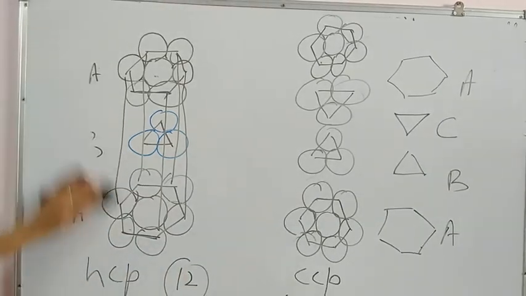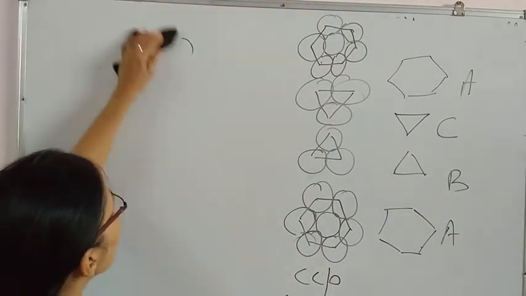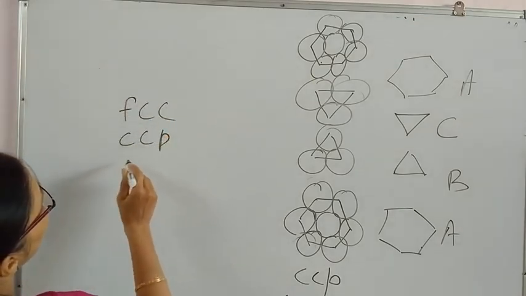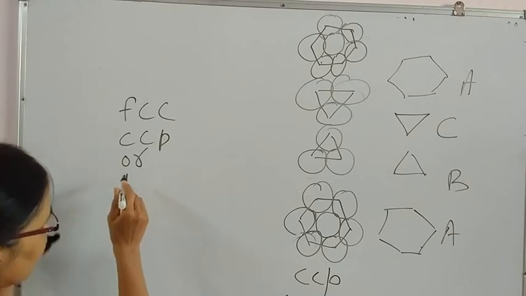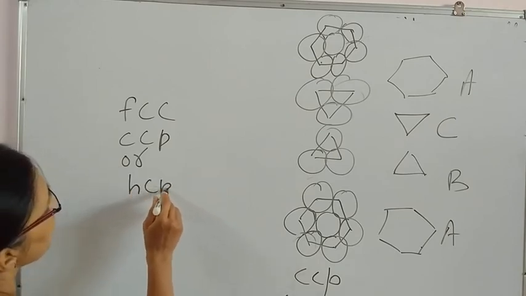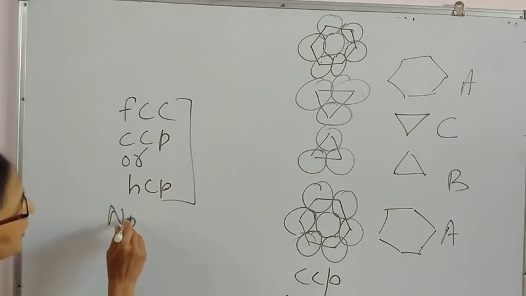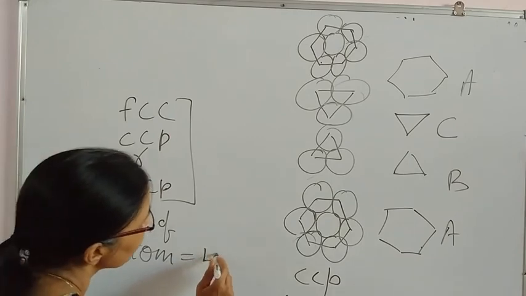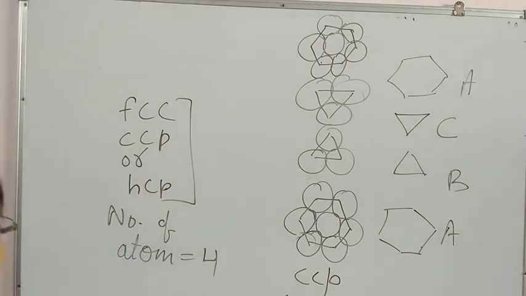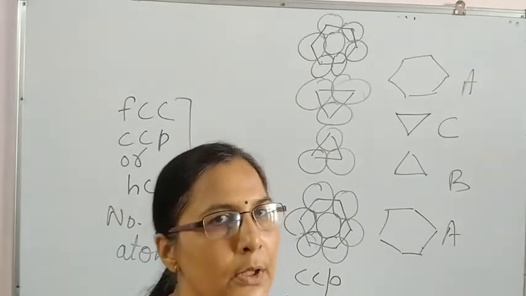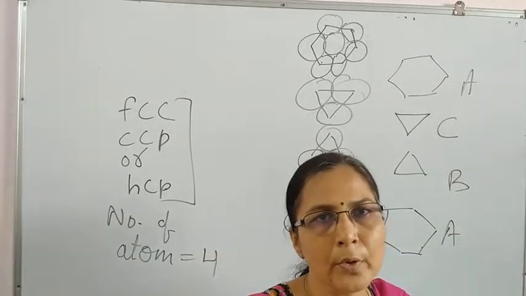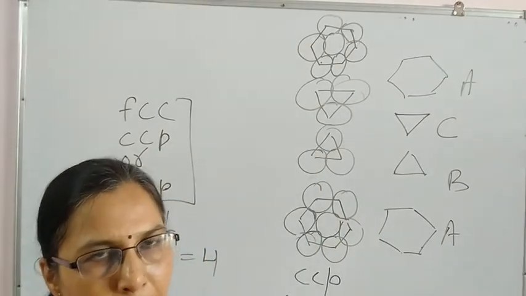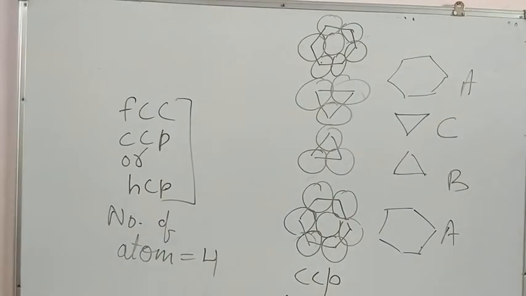And one more point I want to state here: in a numerical, if the words FCC, CCP or HCP are coming, it means you have to take the number of atoms as 4. Names are different, structures are different, but the counting of the number of atoms is 4. So there is convenience for you in doing numericals. I hope you have understood well. Thank you.